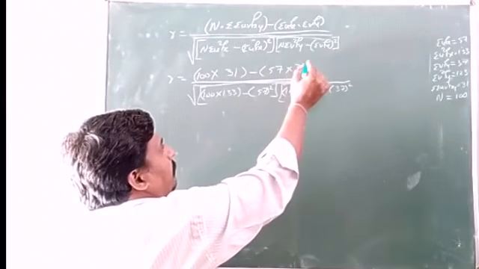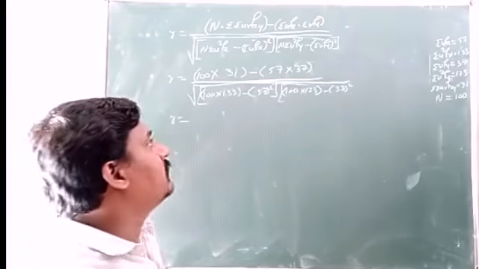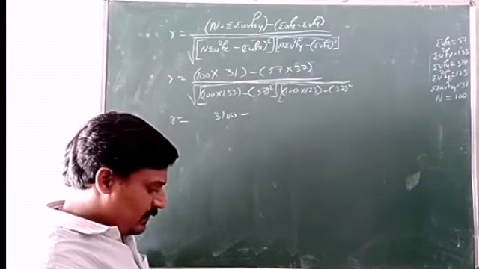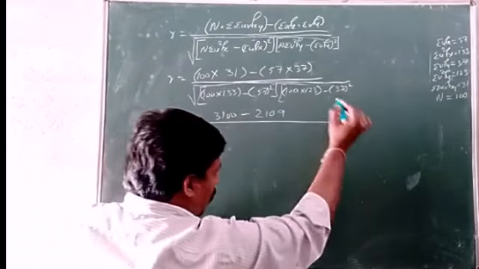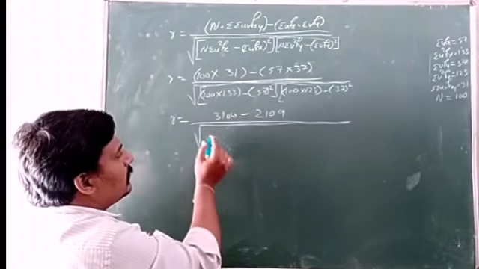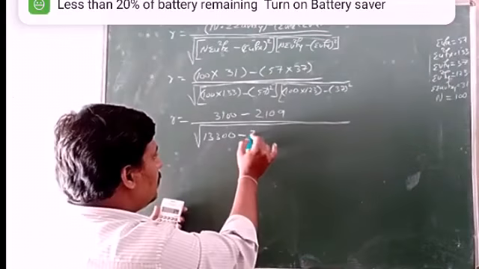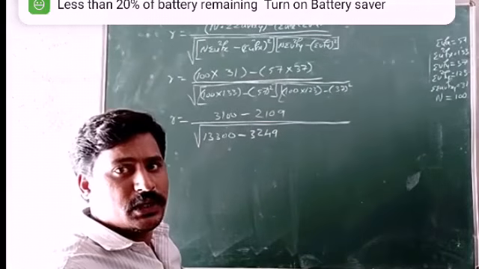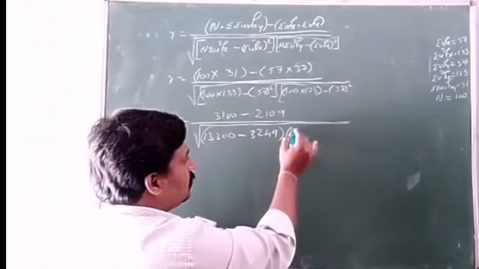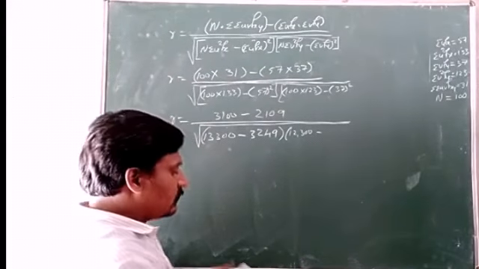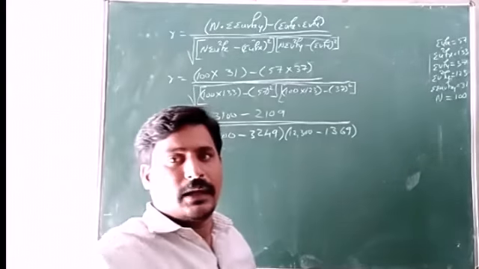So here, open the brackets one by one. So r is equal to 100 into 31, 3100, minus 57 into 37, that is 2109, whole divided by root of 100 into 133, that is 13,300, minus 57 square, that is 3,249, into bracket 100 into 123, that is 12,300, minus 37 square, that is 1,369.